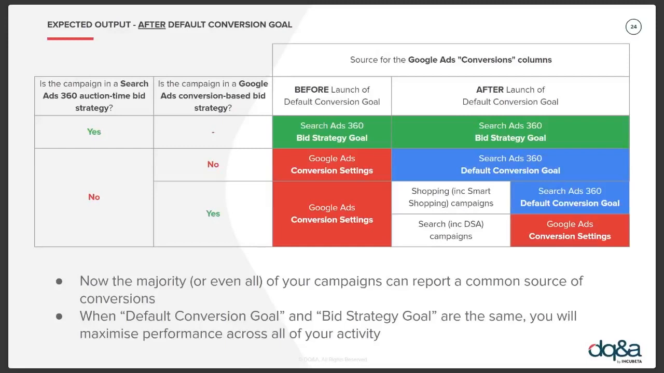So to confirm, you can have bid strategies that have a different conversion goal to the default, but it's best practice to have them all aligned just so the account and the whole advertiser learns. Is that right? Yeah, absolutely.